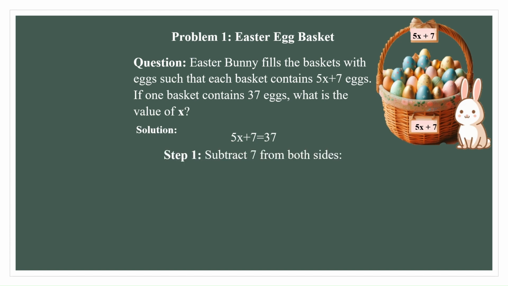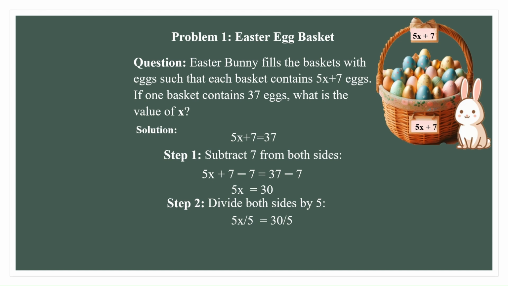Step 1. Subtract 7 from both sides for balancing the equation. So 5x plus 7 minus 7 is equal to 37 minus 7, which gives you 5x is equal to 30. Now dividing both sides by 5, we get x is equal to 6. So the value of x is 6.